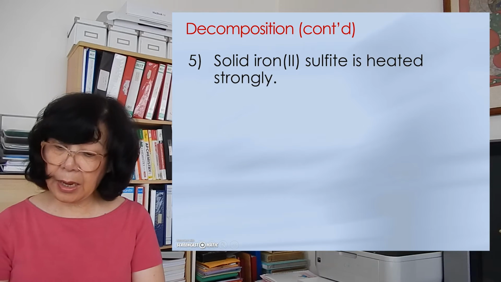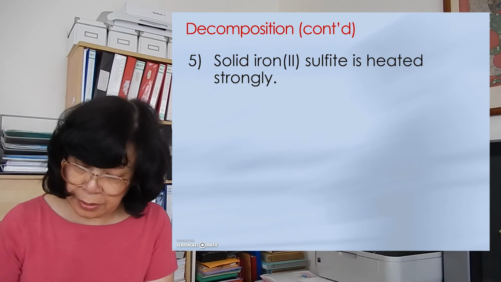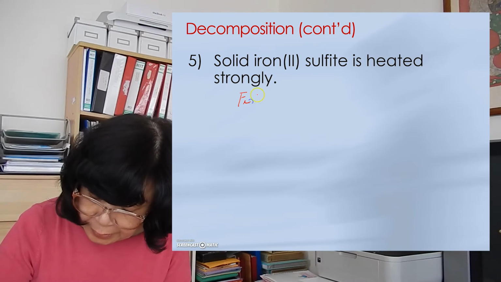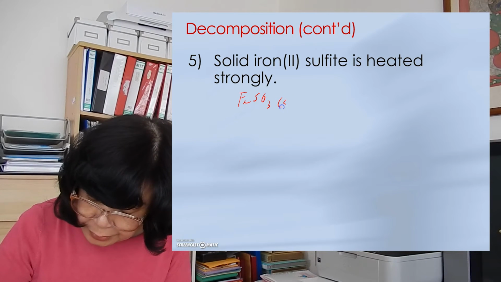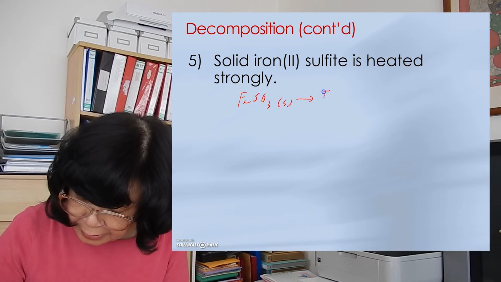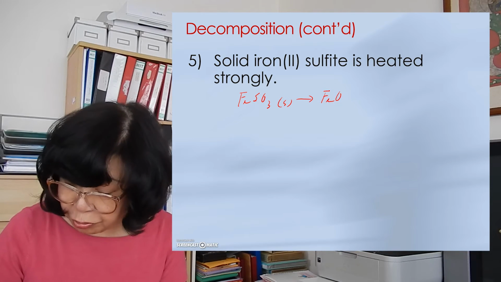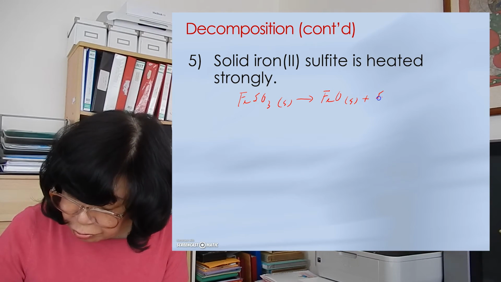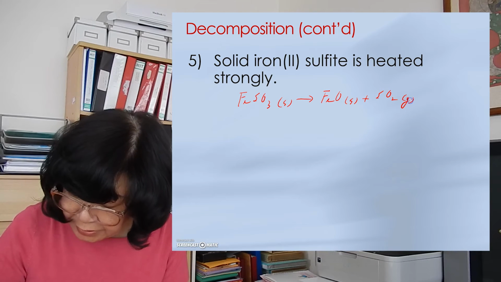So iron(II) sulfite heated strongly. I have FeSO3 solid heated. I get the FeO, iron(II) oxide, and SO2 gas. Sulfur dioxide evolved.